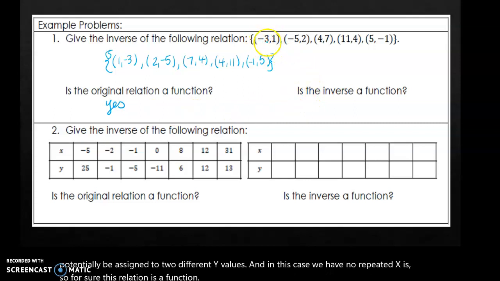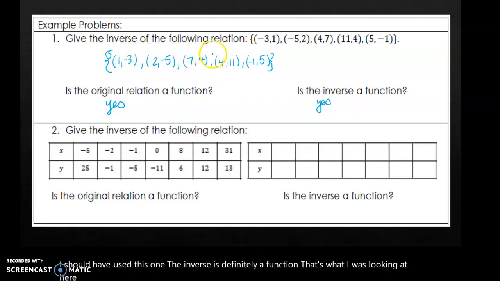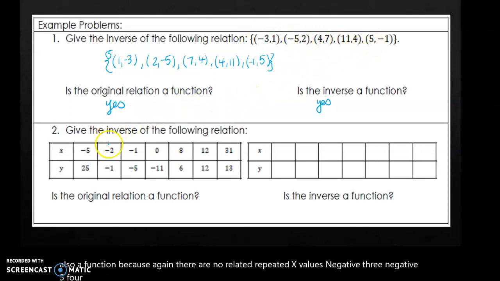Oh, actually, I should have used this one. The inverse is definitely a function. That's what I was looking at here: 1, 2, 7, 4, and negative 1. There are no repeated x's, but the original is also a function because, again, there are no repeated x values. Negative 3, negative 5, 4, 11, and 5.